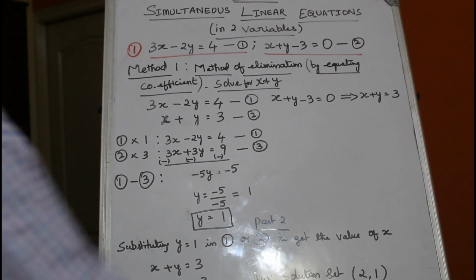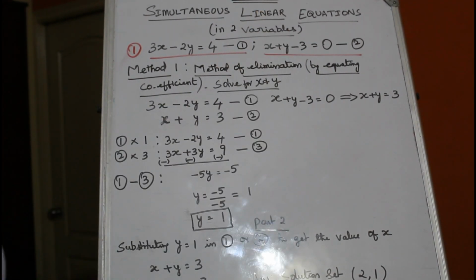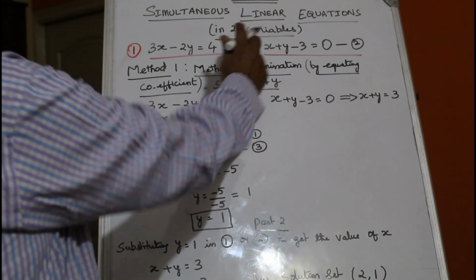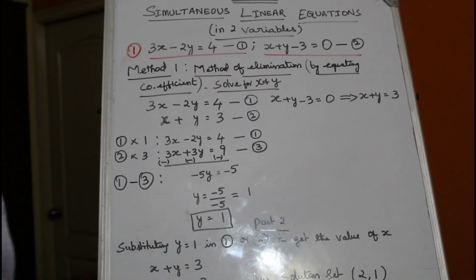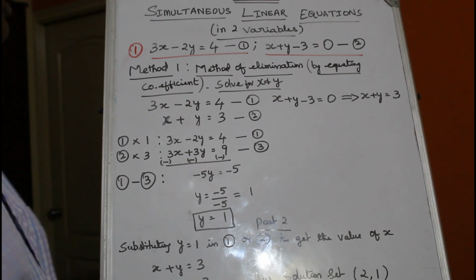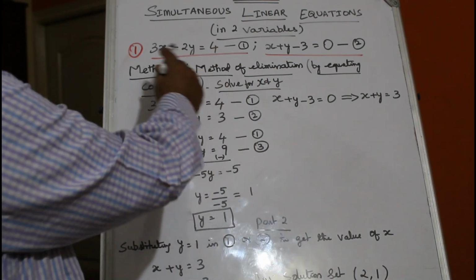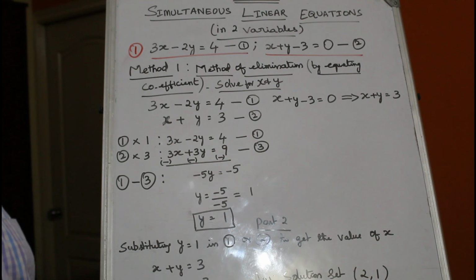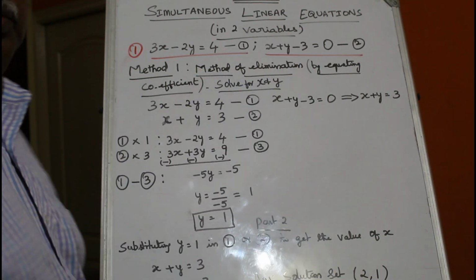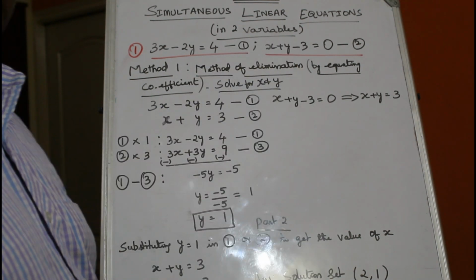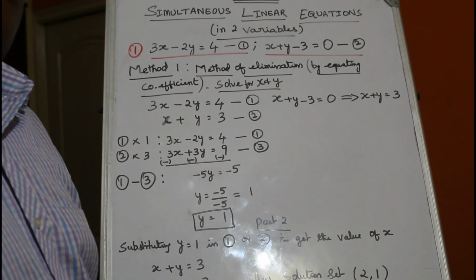So we can go to simultaneous linear equations in two variables. Remember, the two variables are x and y. It can be even a and b, but generally it will be x and y. To solve two variables x and y, we need two equations. To solve three variables x, y and z, we need three equations.